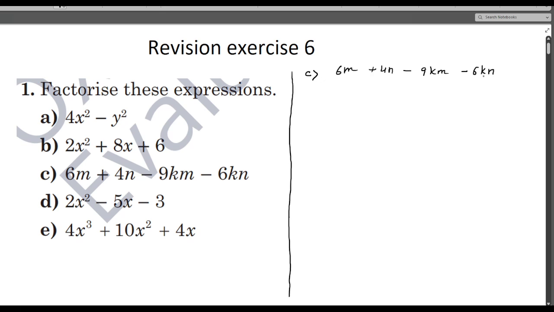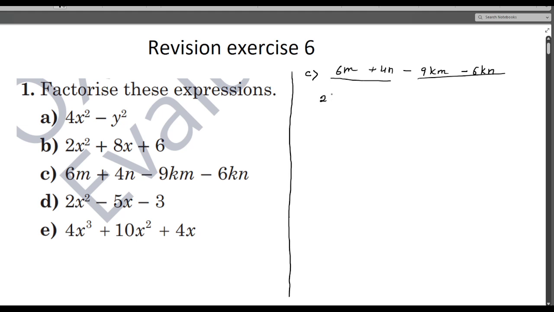When there are 4 terms involved, first observe all 4 terms and try to group them in such a way that you can properly take a common term. What I am observing here is that this part and this part are already in proper arrangement. So I will take 2 common from the first 2 terms.